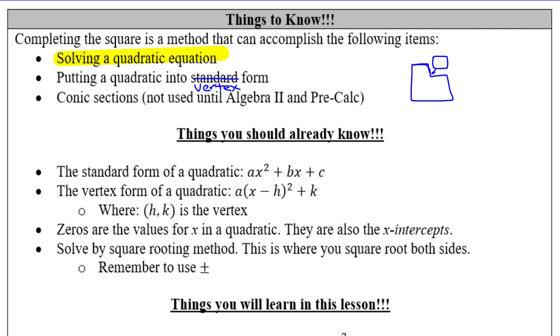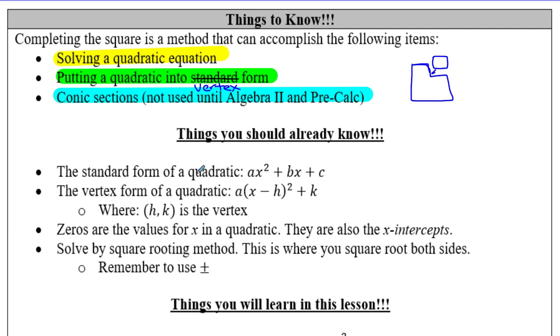So that's the second thing that we can do with it. We can put it into vertex form. And there's this other thing called conic sections. You're not really going to see this till Algebra 2 and pre-calc, so we're not going to go over it in this video.